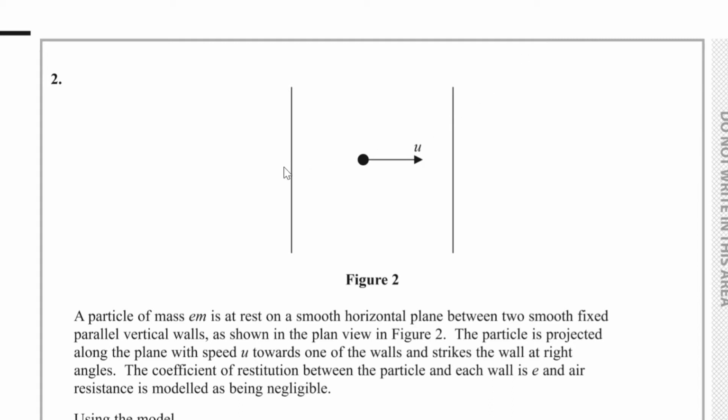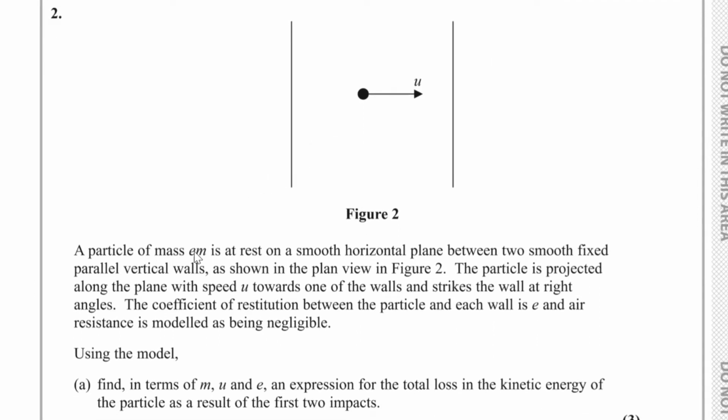Question number 2. A particle of mass m is at rest on a smooth horizontal plane between two smooth fixed parallel vertical walls, as shown in the plan view in figure 2. The particle is projected along the plane with speed u towards one of the walls and strikes the wall at right angles. The coefficient of restitution between the particle and each of the walls is e, and air resistance is modelled as being negligible.